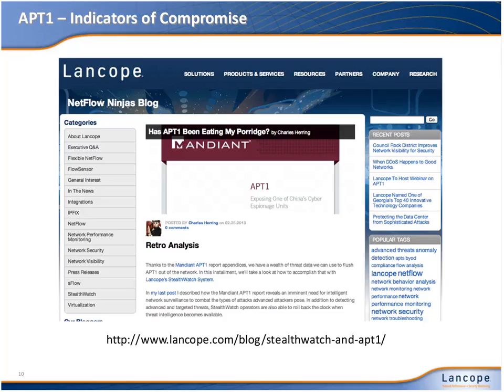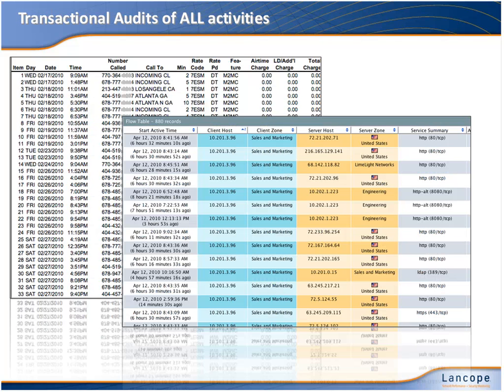Charles Herring is a sales engineer here. He wrote this blog post while this was all going on called "Has APT1 Been Eating My Porridge?" And it's just a short discussion about how StealthWatch can be used to look for these indicators of compromise. NetFlow is a protocol that routers and switches speak, which provides a transactional record of activity that happened on a computer network.